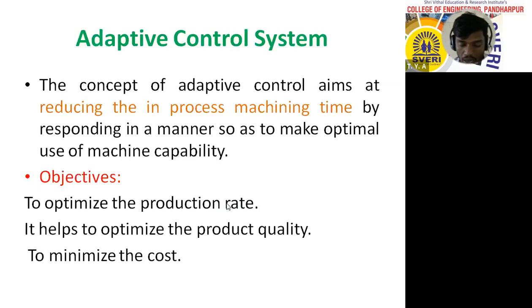So next point is adaptive control system. So actually what is the meaning of the adaptive control system? So the concept of the adaptive control aims at reducing the in process machining time by responding in a manner so as to make the optimal use of the machine capabilities.